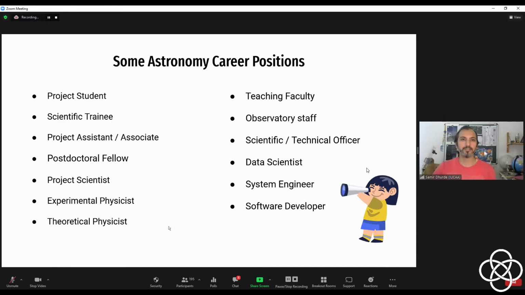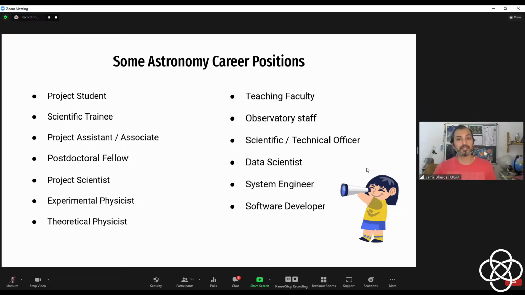So what are the kinds of career positions which might be there? Again, it's not a comprehensive list or a holy grail, but you could have career progressions, like joining somewhere as a scientific trainee, project student, or project assistant. These are the beginning phases, and then you could go on to become scientists, experimental or theoretical, or teaching faculty somewhere, or you could run an observatory.